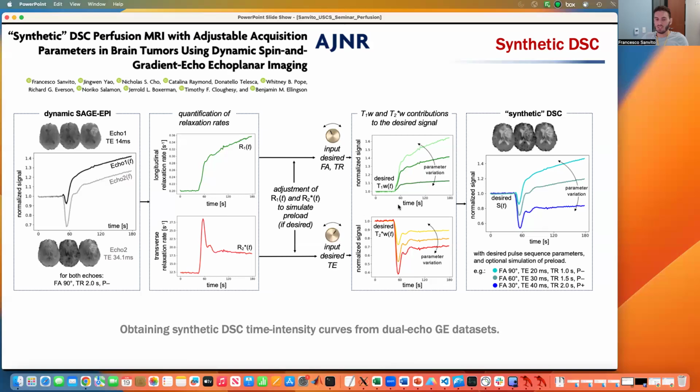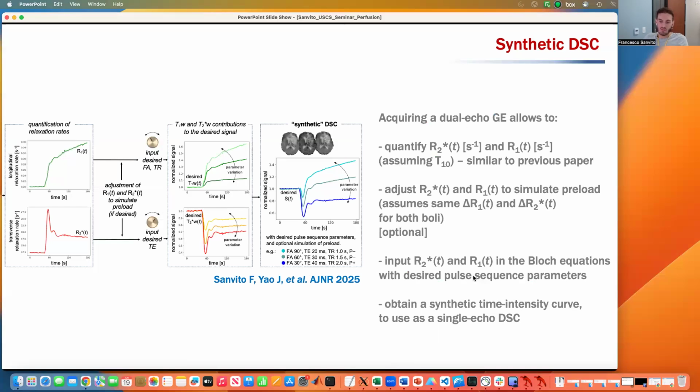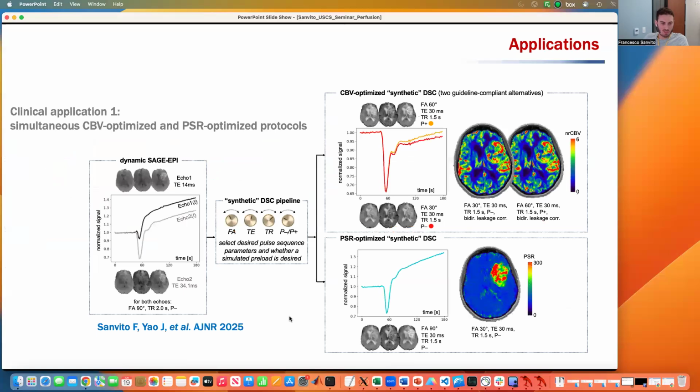And then we recombine T1 weighted and T2 star weighted components to get ultimately a synthetic perfusion that has whatever combination of parameters we want. As you can see, the teal one, light blue, would be very high in terms of T1 sensitivity because it has high flip angle, low TE, and whatnot. And then the other curves are less and less T1 weighted depending on the pulse sequence parameters that we chose. So these are the technical steps that I just described.